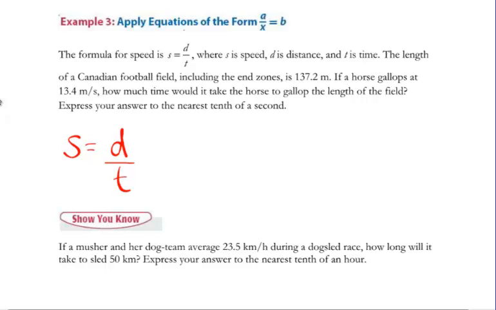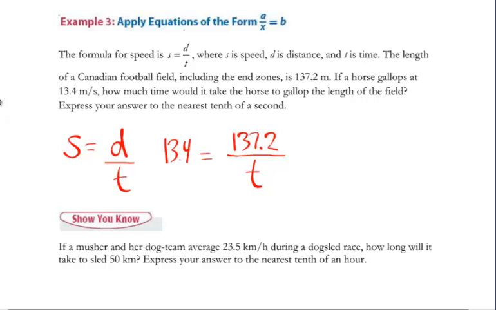And now we're going to plug in the values that we know. So it tells us the length of the Canadian football field, including the end zones, is 137.2 meters. Well, that's going to go where the distance is. So that's 137.2. If a horse gallops at a speed of 13.4 meters per second, so that will go into our speed, so 13.4. How much time would it take? Well, that's the unknown. We're trying to find t.